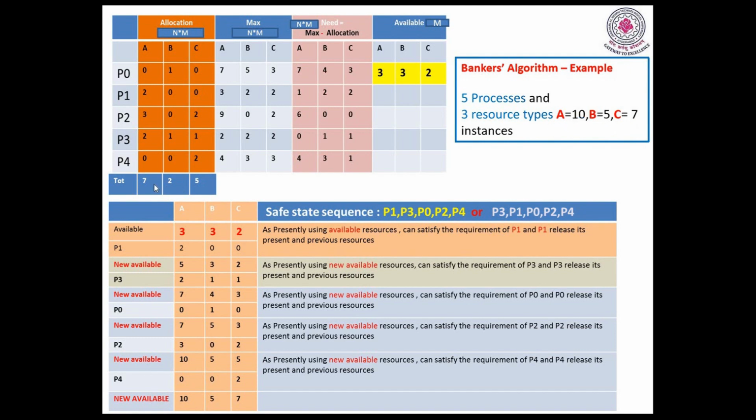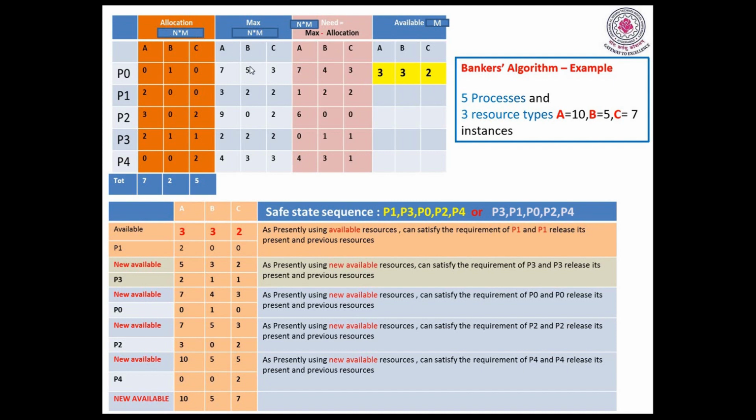So A type is 10, 10 minus 7, so 3 freely available. B type 5, 5 minus 2, so 3 is available. Next C type 7 minus 5, so 2. So in total, how many resources are available freely at present? 3, 3, 2.